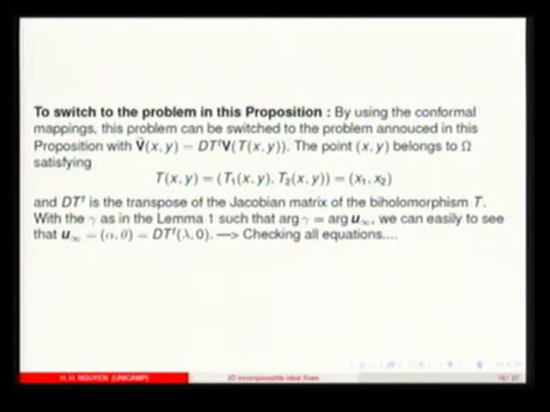And gamma is in the lemma 1. Gamma is a complex number of absolute value 1, and it satisfies the argument gamma, called the argument at infinity. And we can check that all equations are satisfied.